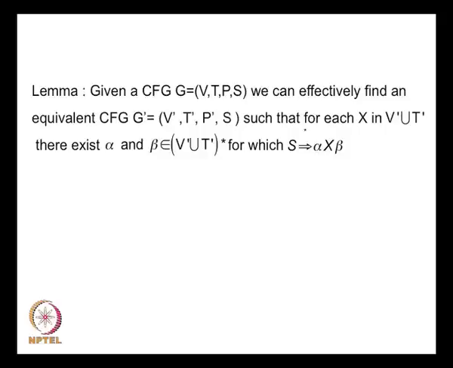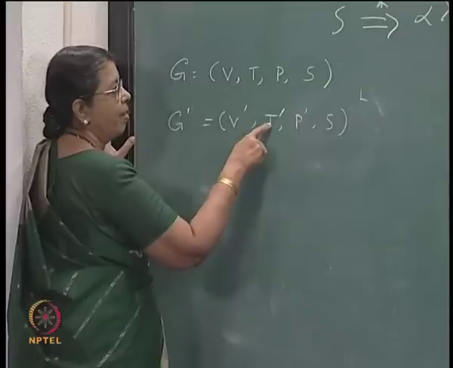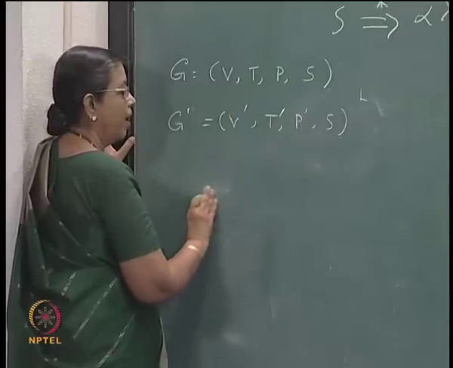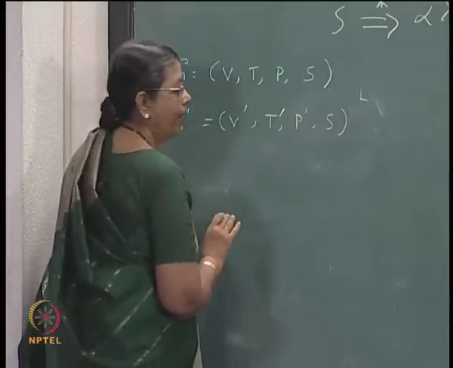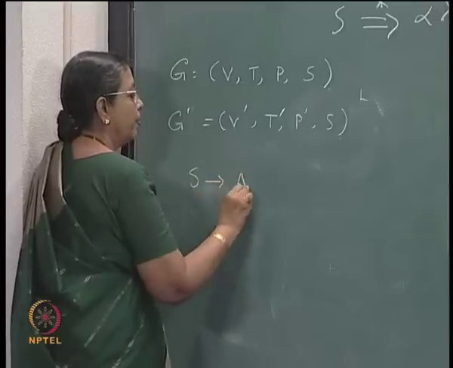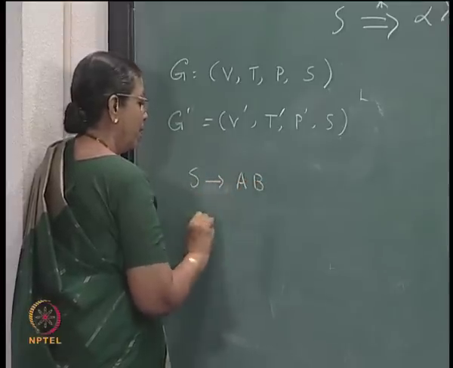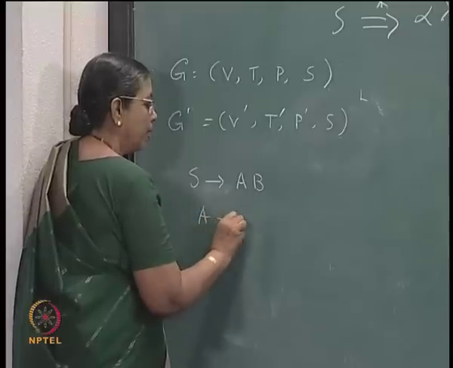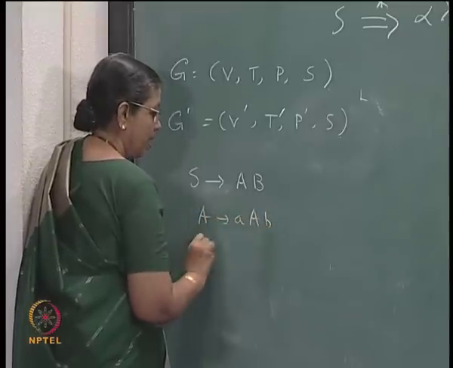So, let us see how to do that. Now, you note that we have T dash, which may be a subset of T. First, let me explain with an example. Consider this example, S goes to AB, A goes to AAB.